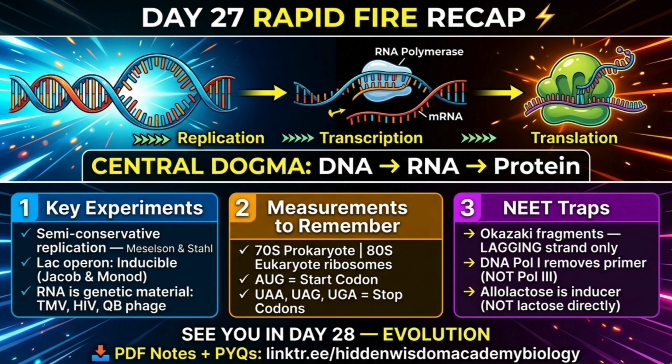RNA is genetic material in TMV, HIV, and QB phage. NEET traps: Okazaki fragments are only on the lagging strand. DNA pol 1 removes the RNA primer, not pol 3. GC pairs have 3 hydrogen bonds, stronger than AT with 2. And the actual inducer in the Lac Operon is allolactose, not lactose itself.